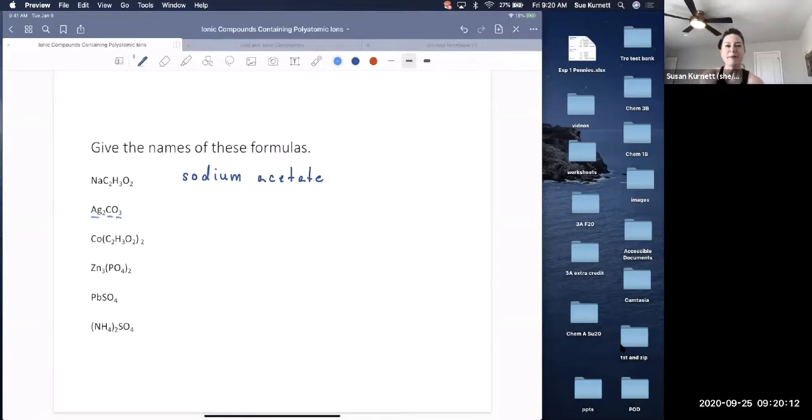Okay, so here I have 3 capitals, and I have to decide how to break it apart. Well, the metal comes first. Do I recognize that metal? Sure, that's silver. So I have 2 silver ions, and silver ion can only be +1, even though it's a transition metal. There's only one charge choice possibility. And then CO32- is one of the anchors that I need to memorize, and that's carbonate. This is silver carbonate.